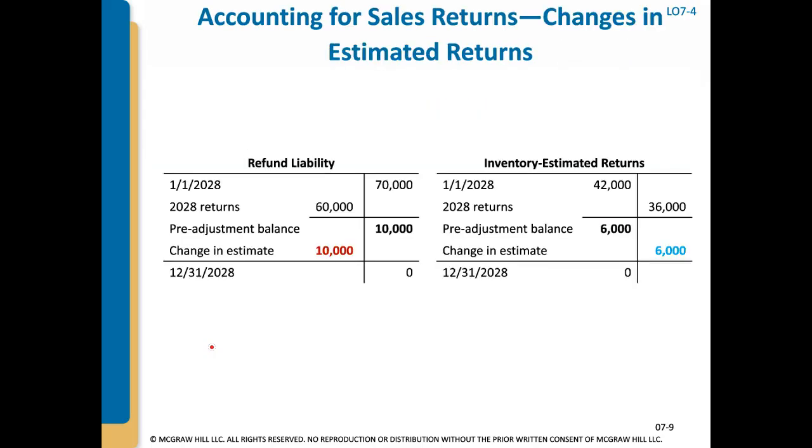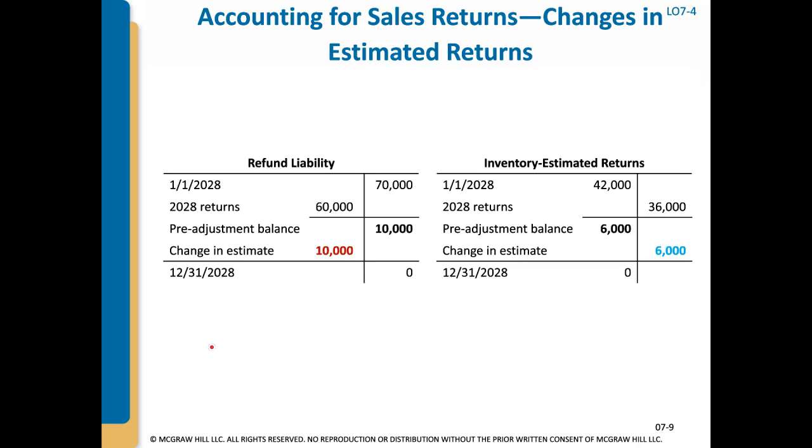Well, real life doesn't usually work that way, right? We sold 2 million, estimated that $130,000 would be returned, and then we estimated that 70,000 would be returned, and that's what actually was returned. That doesn't really happen in the real world, that we estimate to the exact dollar what is going to be returned.